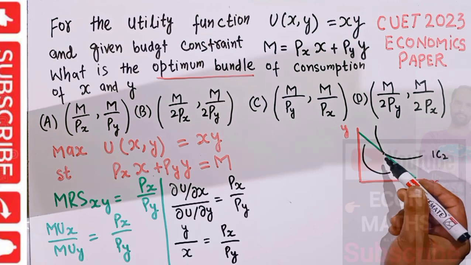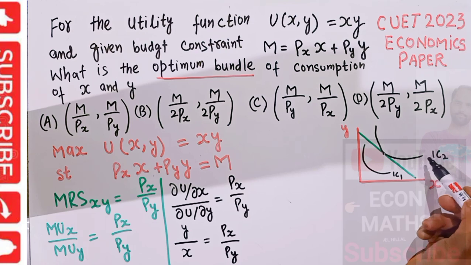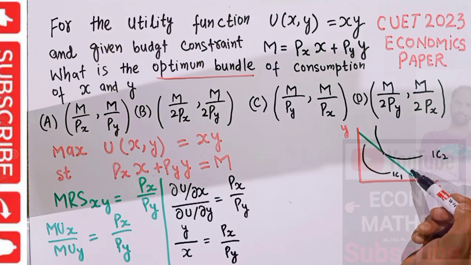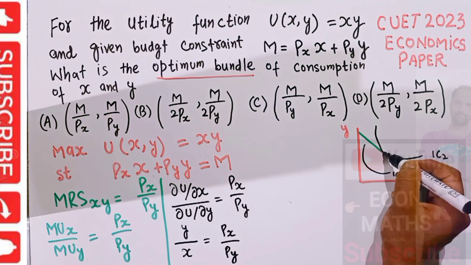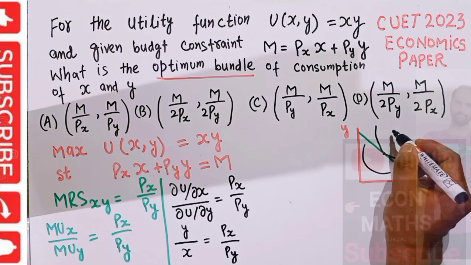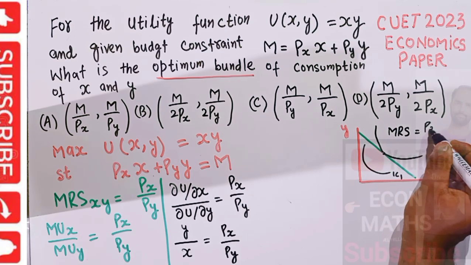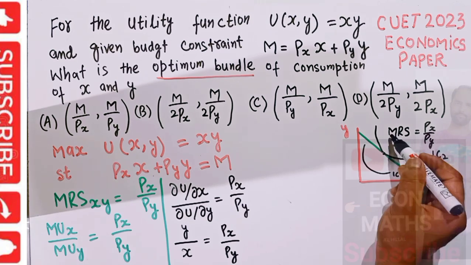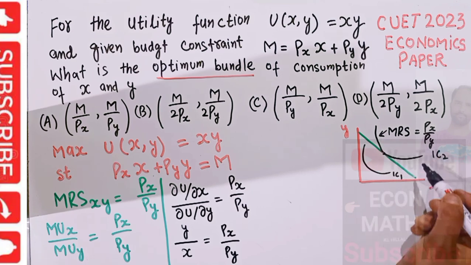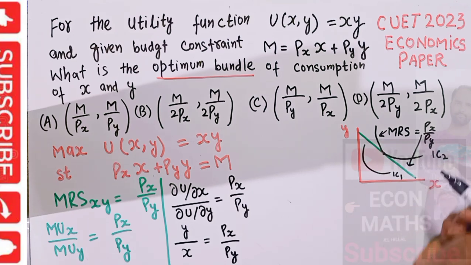Or we can say that when the slope of the IC and the slope of the budget line are the same and they are tangent to each other, at this point the tangency condition is that MRS should be equal to the ratio of the prices, price of x upon price of y. MRS is simply the slope of the indifference curve, and the price ratio is the slope of the budget line.